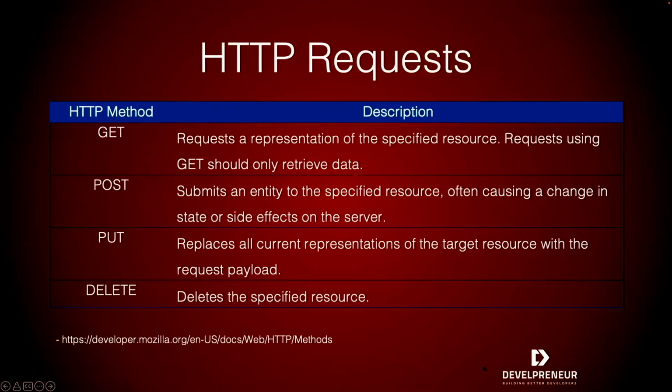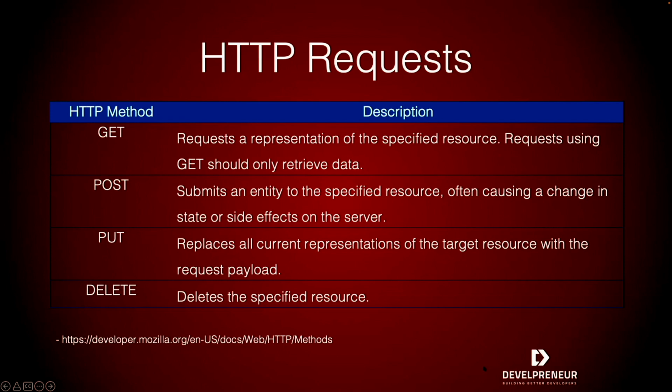In our presentation today, we're primarily going to focus on these four HTTP methods. Now, there are others, and we'll look at Mozilla briefly to go over the full list, but the ones we're going to focus on are get, post, put, and delete. Get is probably the most common HTTP method, and it is used to request a representation of a specified resource. So this is where we get data or fetch data from a web service. It could be a list, it could be a record.